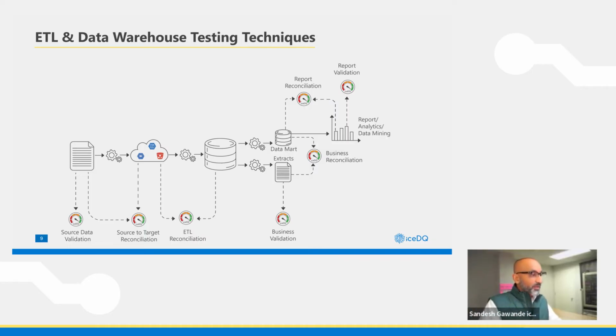Then you are taking data from the source system and loading into the staging area. So if I receive 100 records, I need to load 100 records. If I received ABC, I need to load ABC, not A, B, and X or A, B, and D, right? So that is called source to target reconciliation. You need to make sure whatever you receive is what you process.